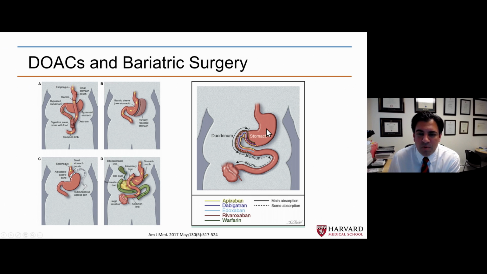But if you look at where most of the DOACs are absorbed, it's usually in the distal stomach, the duodenum, and the proximal jejunum. For instance, apixaban here in yellow is mainly in the duodenum and the first part of the jejunum. Whereas you look at rivaroxaban, it is primarily here in the stomach with some little bit more distal. And so given variable absorption, uncertainty about clinical efficacy, I tend to avoid DOACs in bariatric surgery settings.